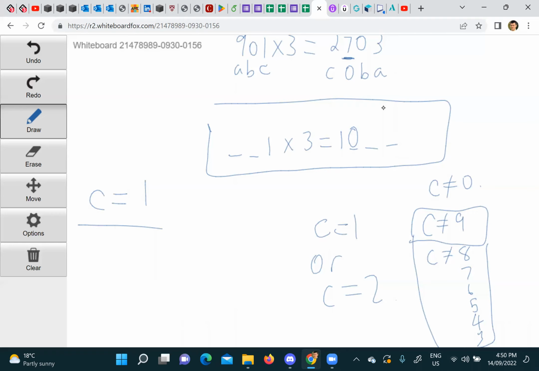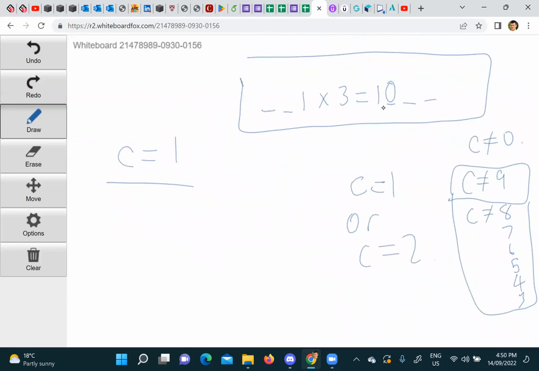So if C equals 1, then the answer will be between 350 and 400 because the other numbers are too big and the other numbers are too small. Okay, so Michael says that the number has to be less than 400 and more than 350.